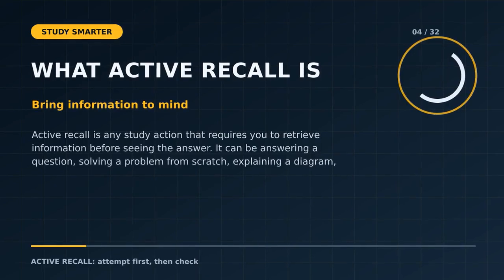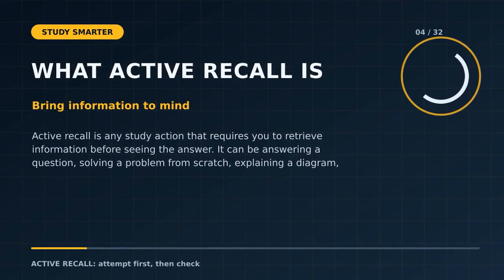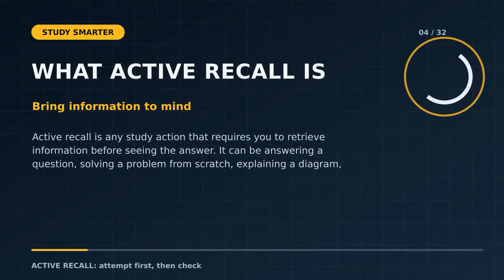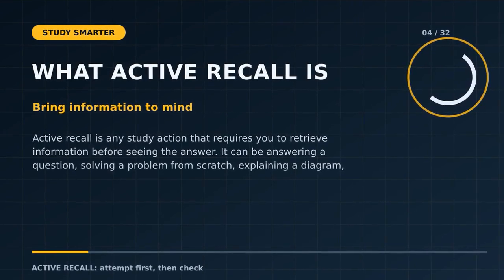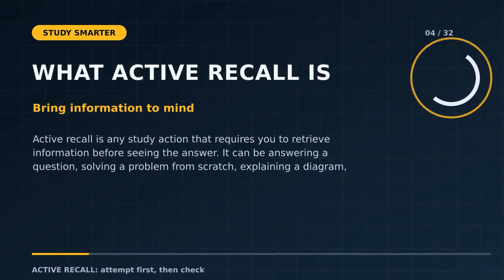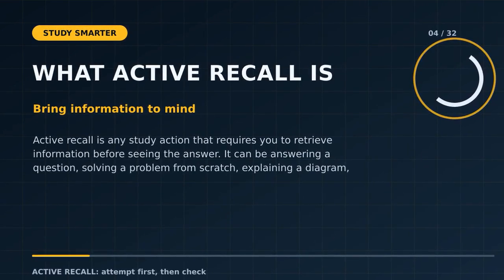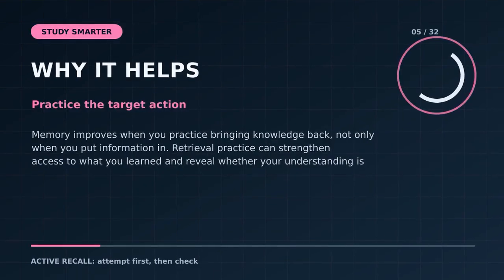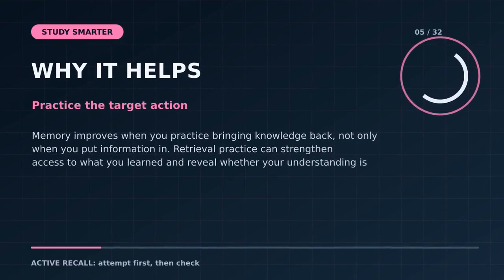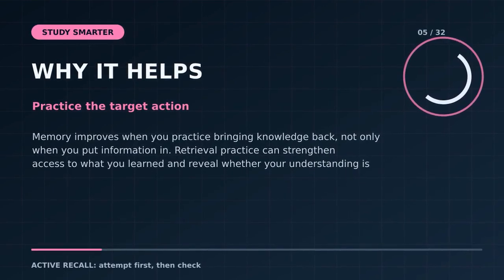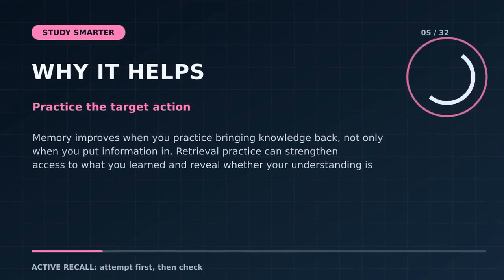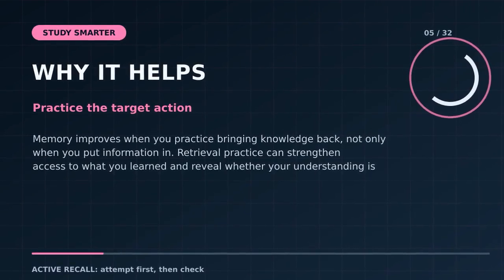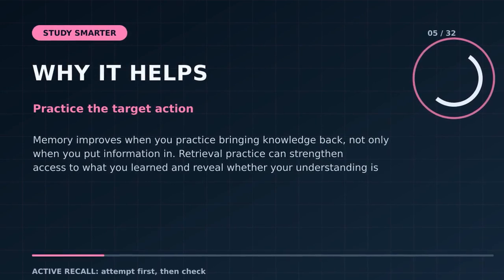Active recall is any study action that requires you to retrieve information before seeing the answer. It can be answering a question, solving a problem from scratch, explaining a diagram, making a prediction, or teaching a concept aloud. The important feature is effortful retrieval followed by honest feedback. Memory improves when you practice bringing knowledge back, not only when you put information in. Retrieval practice can strengthen access to what you learned and reveal whether your understanding is usable.